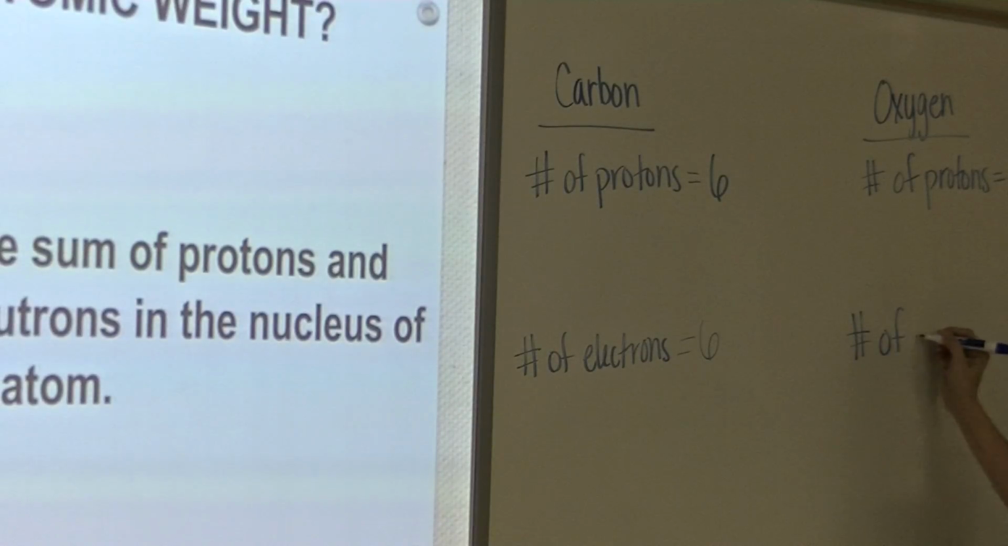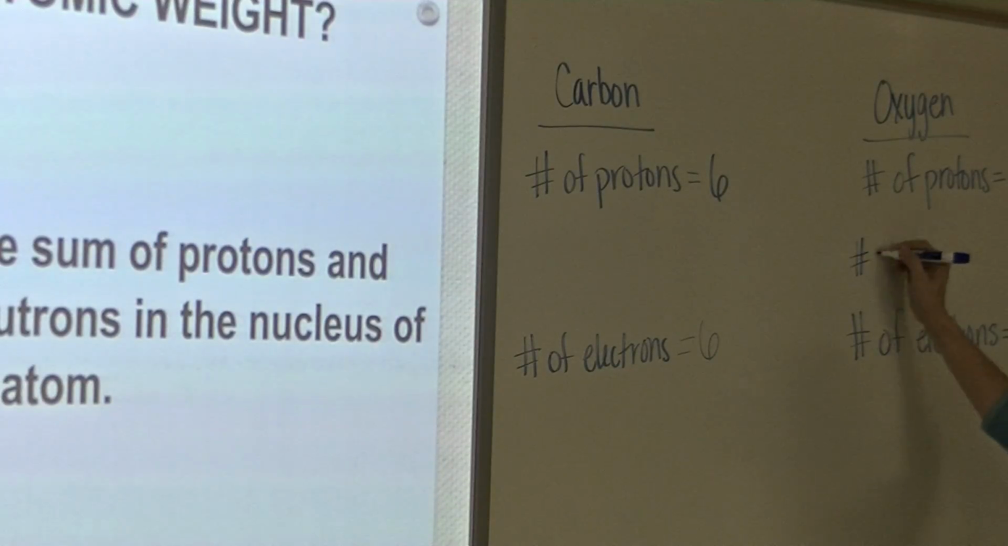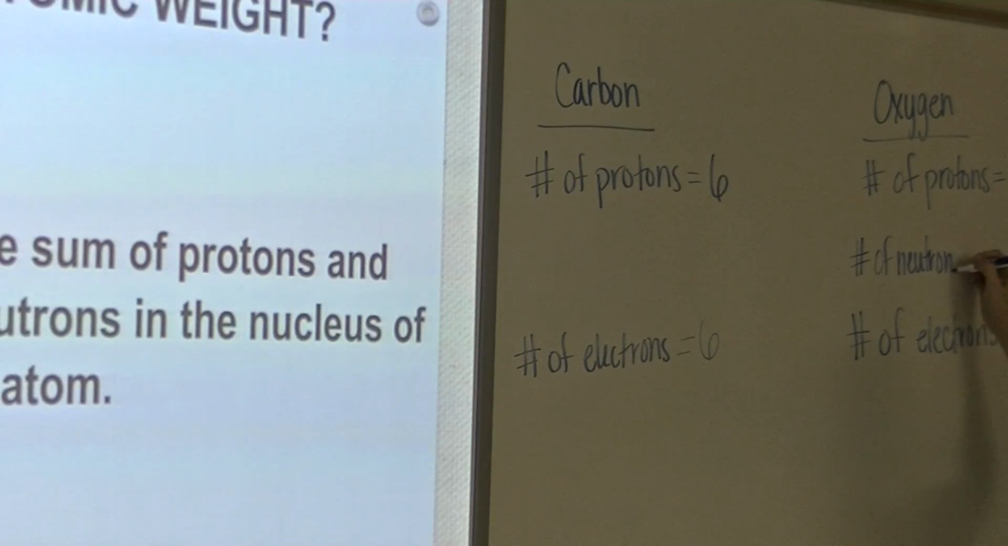So if we have 8 protons, how many electrons do we have? 8 again. Great. Now, we're going to add the number of neutrons this time. And in order to calculate the number of neutrons, you're going to take the atomic mass rounded to the nearest whole number. So if you look at your periodic table, the atomic mass of oxygen is 15.9994. Everybody see that? It's the atomic mass of oxygen.